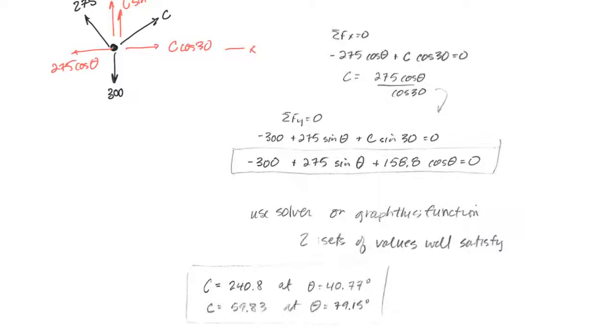There are actually 2 solutions, and so you need to search for another solution, and with the graphing technique you'll be able to see obviously where those 2 solutions are. So let's go to the solver solution first.